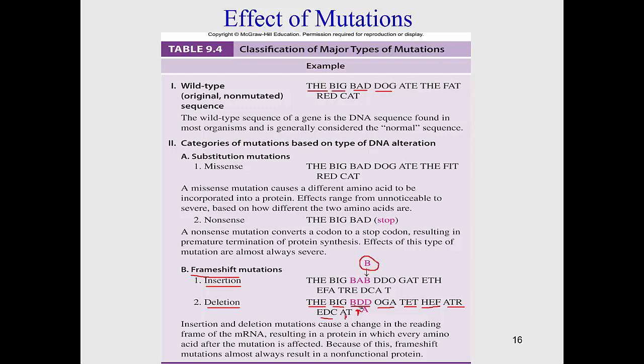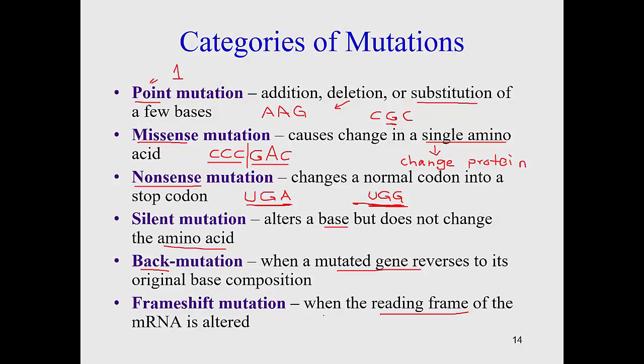So a B gets inserted here between the BA and the D of the word bad. From this point on, you are going to read every amino acid codon different. So this will become BAB, DDO, GAT, ETH, etc. So every single amino acid will be different from here on. Okay, so that is frame shift.